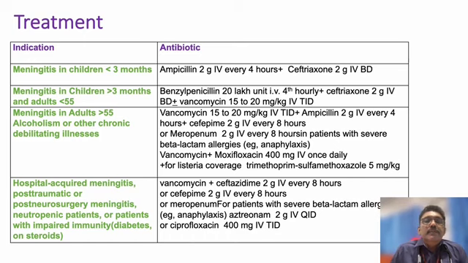Ceftriaxone, you can give 2 gram IV BD. Meropenem, if you are preferring, then 2 gram IV TID. So these are the usual drugs: vancomycin with ceftriaxone, vancomycin with meropenem. Meropenem will not cover MRSA, that's why we are giving meropenem with vancomycin.